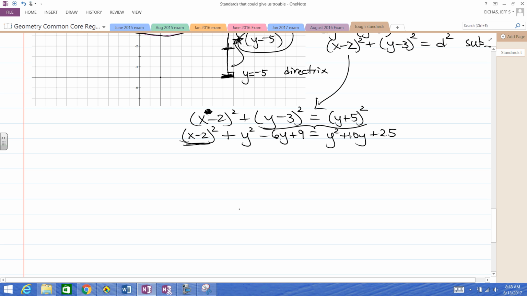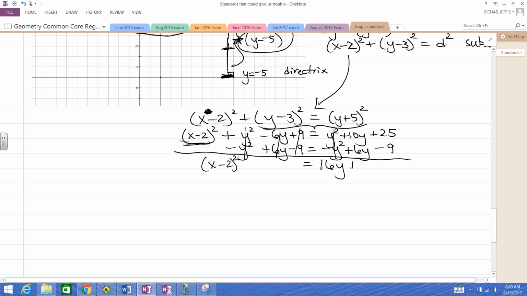Okay? What we're going to do next is subtract y squared. We're going to take all this stuff and move it over there. So we're going to subtract y squared, add 6y, subtract 9. Keep that even. Subtract y squared, add 6y, subtract 9. I probably don't have to do that, but I'm going to do it anyway. So that's all gone, right? And over here on this side, it's x minus 2 squared. That's gone. 16y plus 16.